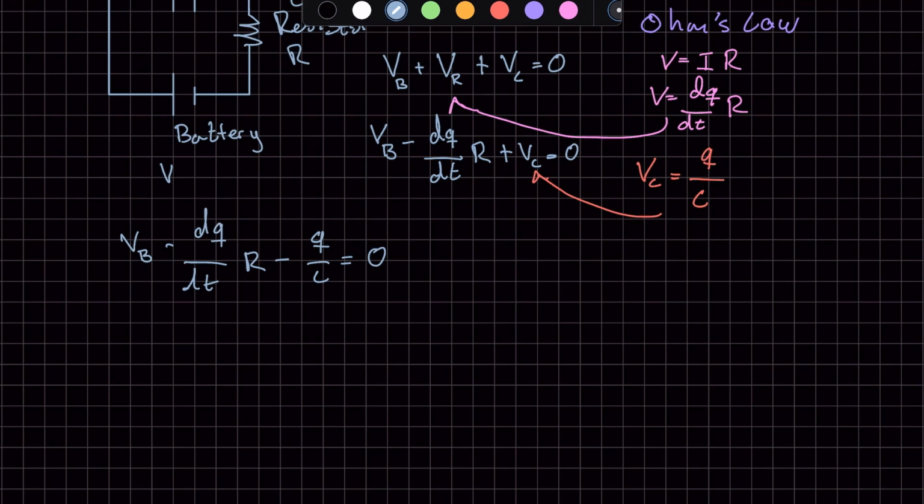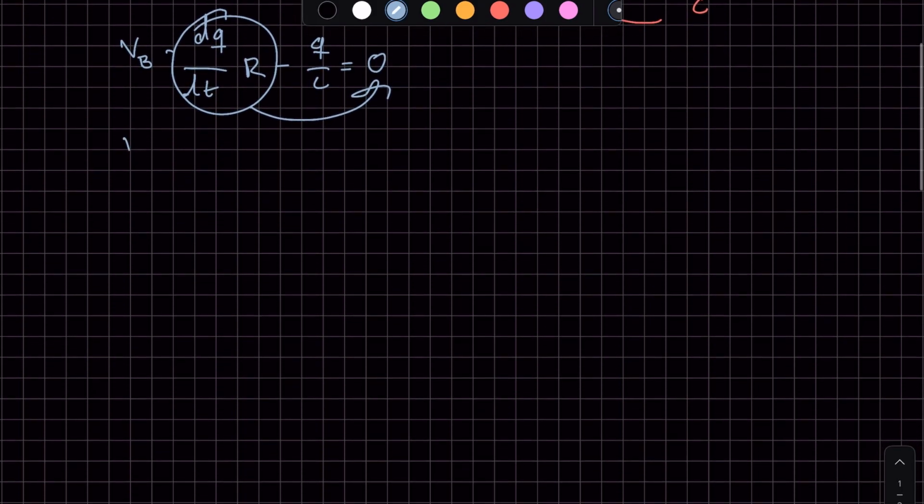And this is where understanding the physics of it is less important for now, because you just need to understand how to do the math. The first thing we're going to do is move this whole term over to the other side. So we get V_B minus Q over C is equal to dQ/dt times R. Now, this is a differential equation. It's a very simple one and a very easy one to solve, but it is a differential equation. So let's walk through the steps of how to get a function of charge in terms of time.